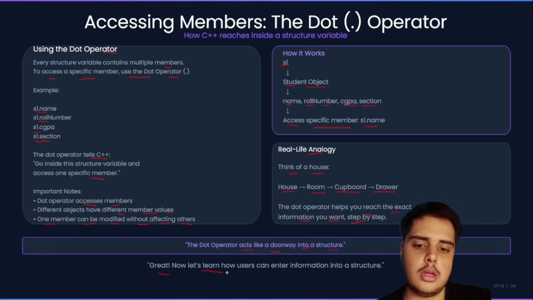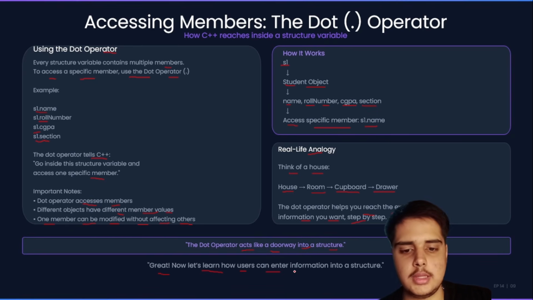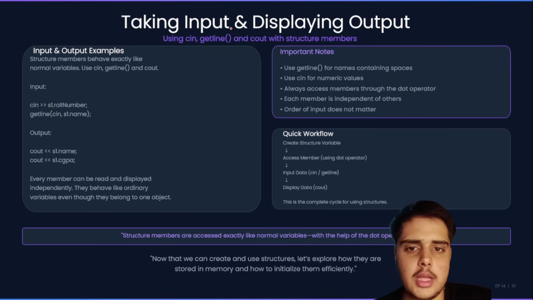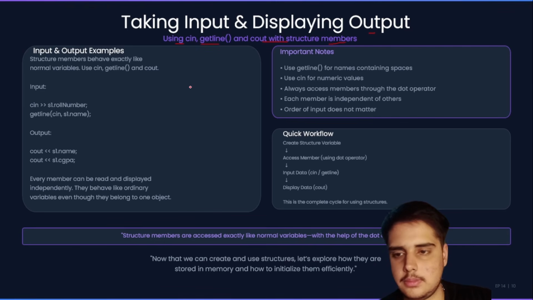Great. Now let's learn how a user can enter information into a structure. Taking input and displaying output using cin, getline and cout with structure members. Input and output example: structure members behave exactly like normal variables. They use cin, getline and cout.